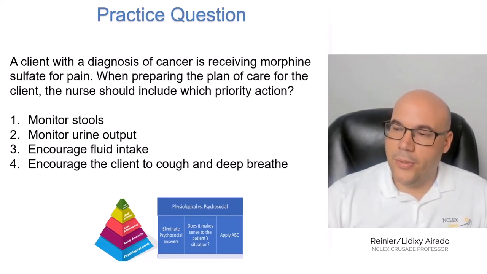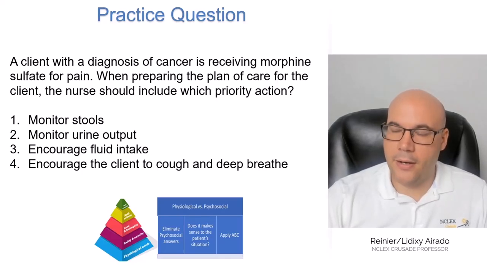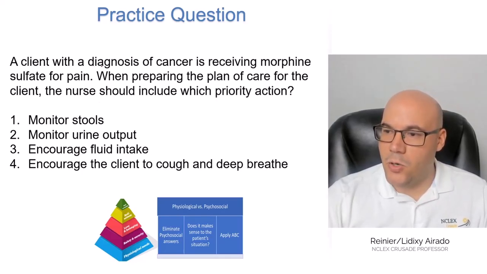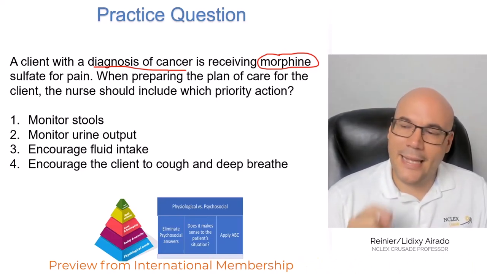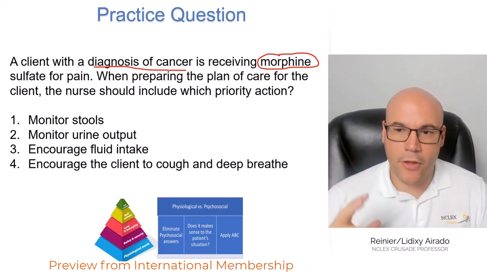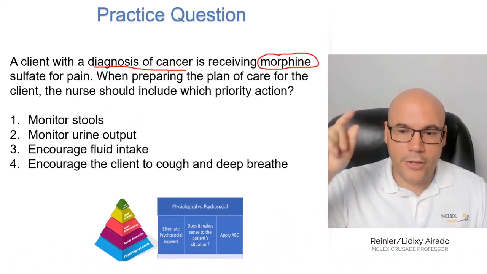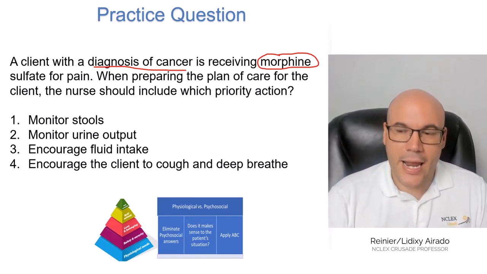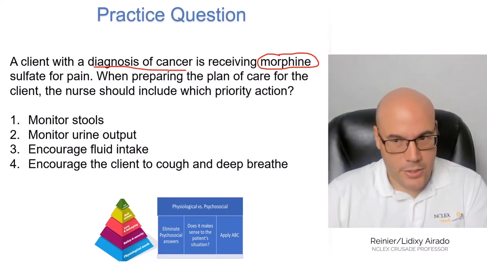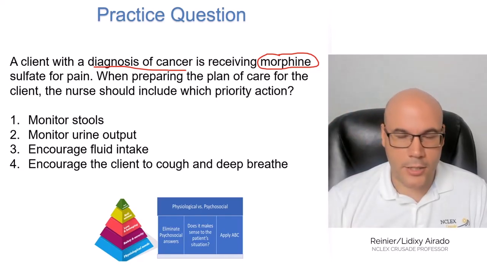A client with a diagnosis of cancer is receiving morphine sulfate for pain. So we have a medical diagnosis of cancer and the patient is receiving a medication, which is morphine. Anytime they tell you a medication in the stem of the question, that is time to red flag. Why are they talking about a medication? Because usually there is a relationship between the answers and the medication, usually. So I'm going to think, this is probably about pharmacology.